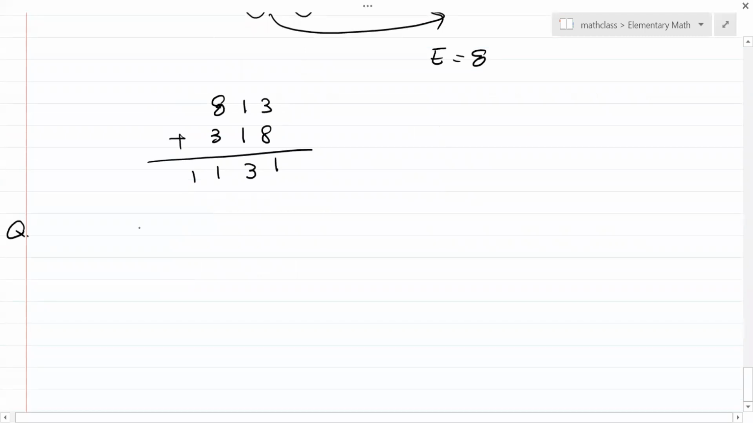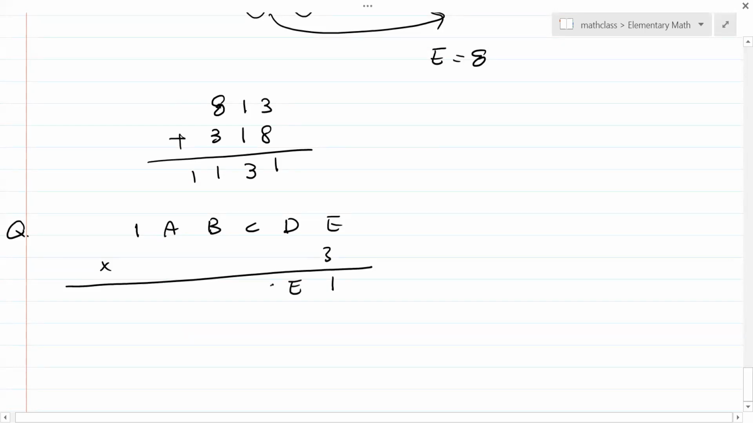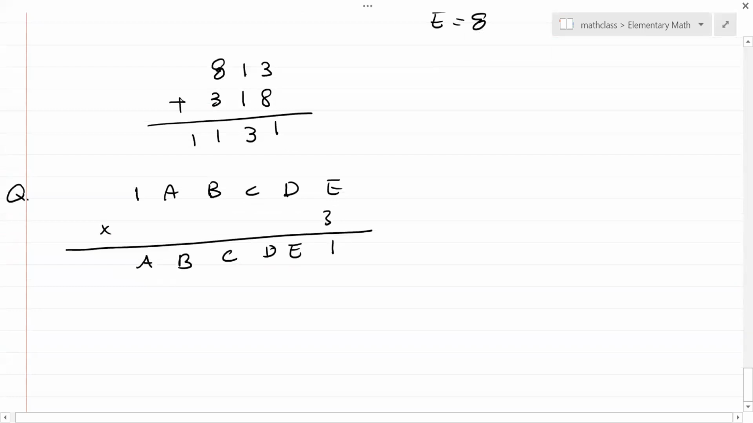All right, so now you have 1, A, B, C, D, E, multiplied by 3. I'm going to get 1, E, D, C, B, A. Aha. This is a product.